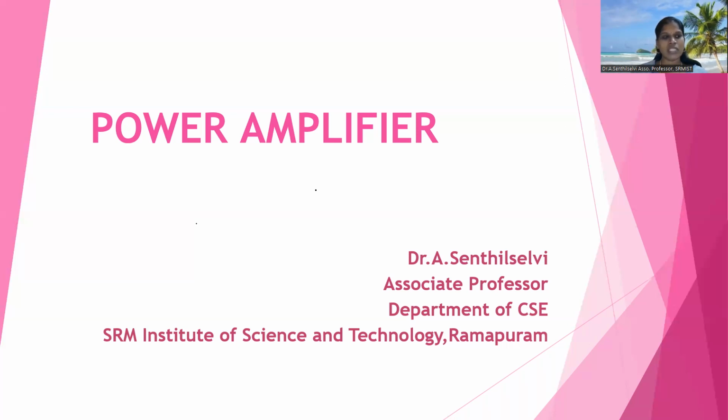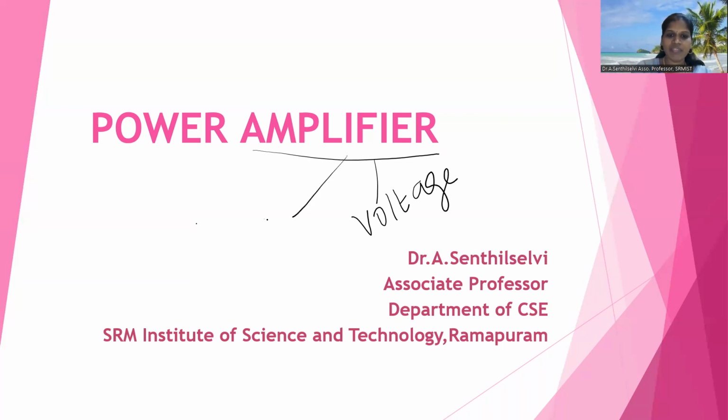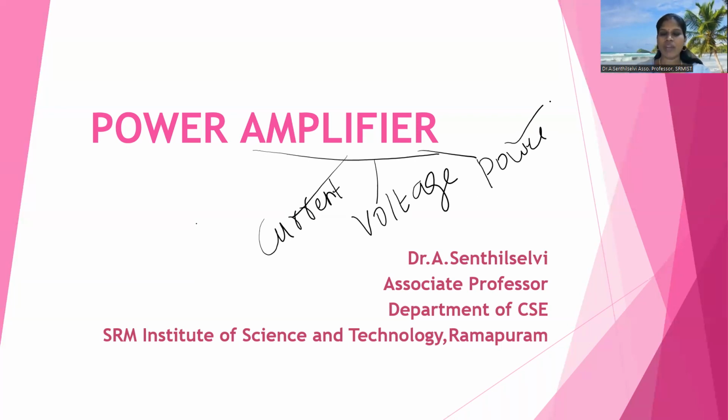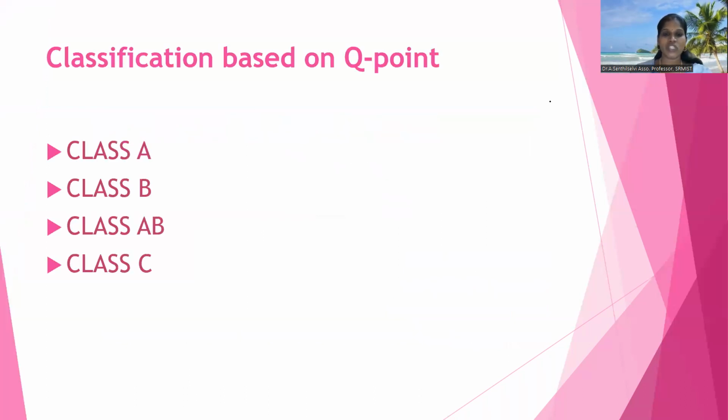There are some classifications under power amplifier. If you are boosting the voltage, that is called voltage amplifier. If it boosts the current, then it is current amplifier. If it boosts the power, that is power amplifier. We are going to discuss about power amplifier. Under power amplifier, many classifications are there depending upon the configuration. But here we are going to discuss classification of power amplifier based on Q point. So there are class A, class B, class AB, class C.